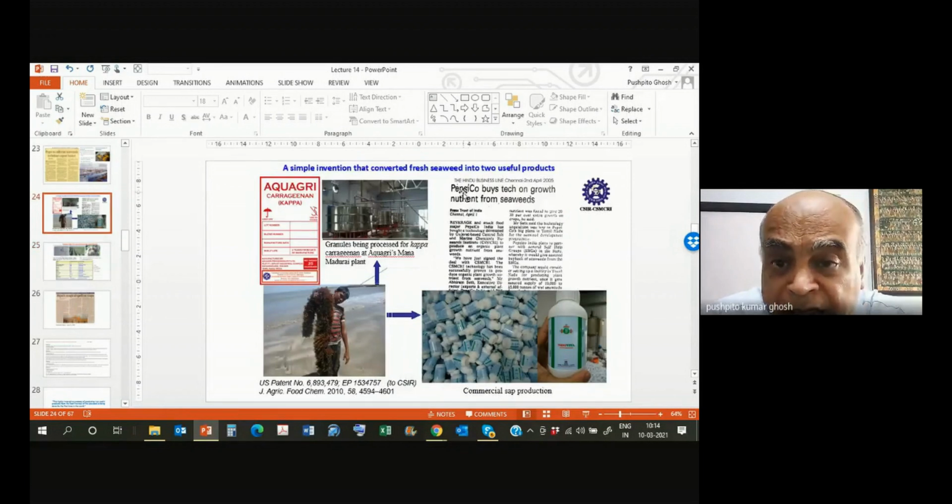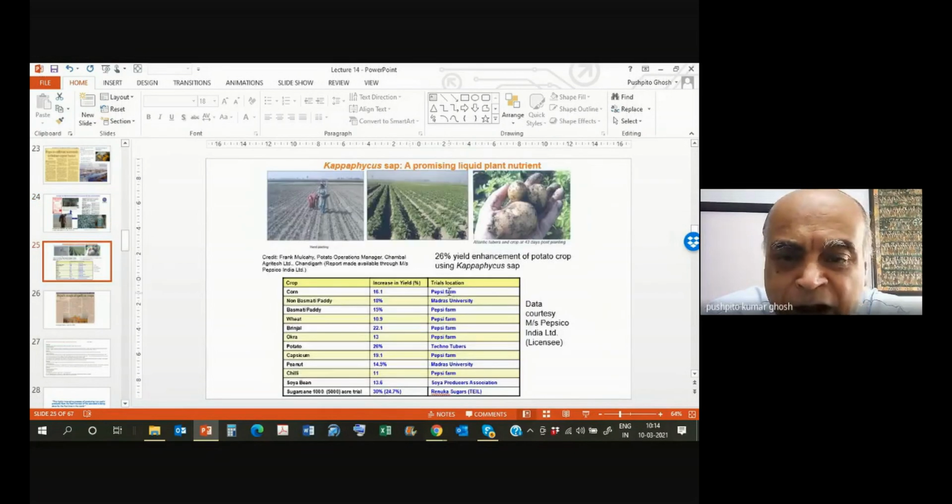Then Pepsi licensed this new technology from us. You can see, PepsiCo buys tech on growth nutrients from seaweeds. And it was a big thing. And why was it a big thing? They carried out numerous trials with that liquid on numerous commercially important crops: corn, potato, paddy, wheat, name it. And they got substantial increases in the yields of the various crops. These trials were done by different people, not all of it by Pepsi. You can see Madras University, Techno Tubers, Producers Association, Renuka Sugar Mill. So various people did all these trials.